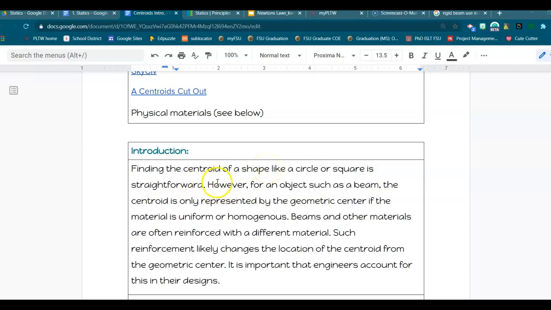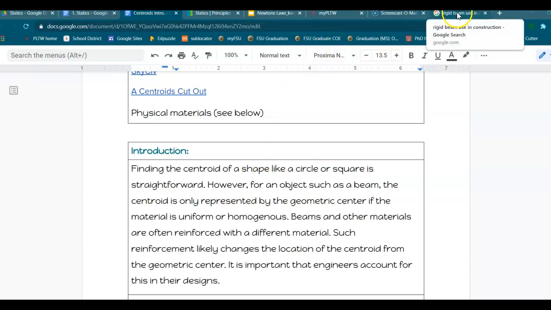When you're finding a centroid of a shape, something like a circle or a square, it's very straightforward. However, for an object such as a beam, the centroid is only represented by the geometric center if the material is uniform or homogeneous. Beams and other materials are often reinforced with a different material. Such reinforcement likely changes the location of the centroid from the geometric center. It's important that engineers account for those in their designs. So we're going to figure out what they're talking about here before we go and find the centroid.